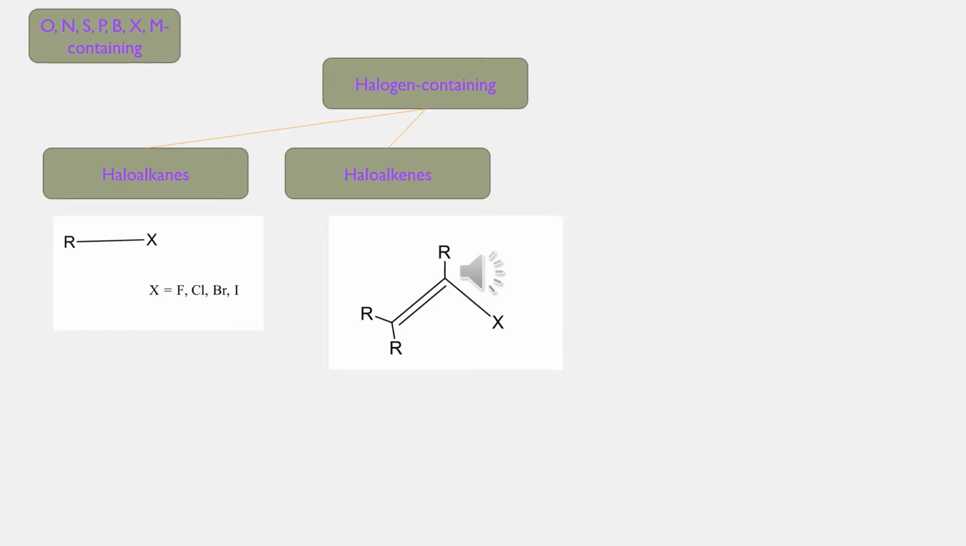So now we come to the end of our abbreviated listing of functional groups, the halogen containing functional groups. What you have here are the haloalkanes, I should say. That's on the left. That's sp3 carbon bonded to fluorine, chlorine, bromine, or iodine. And then you have your haloalkenes, and that's self-explanatory.